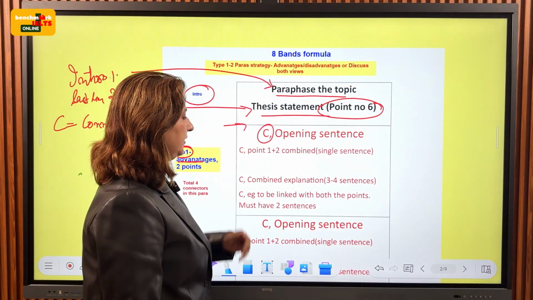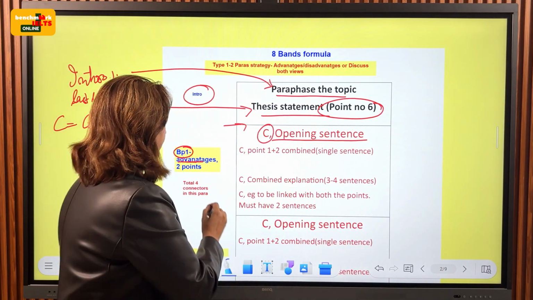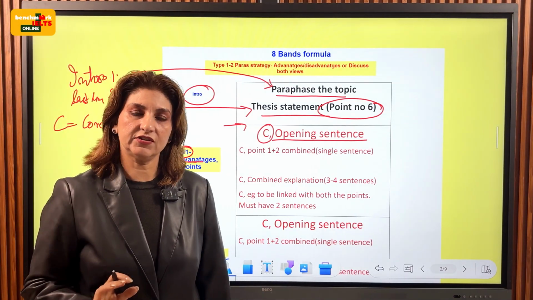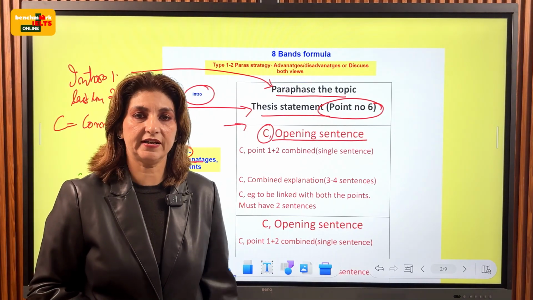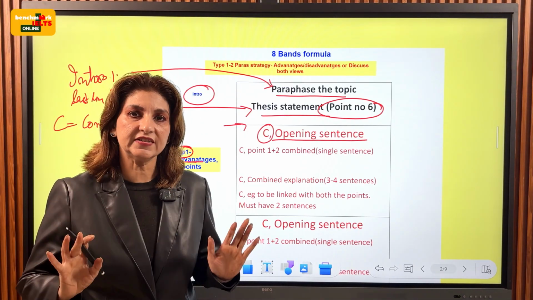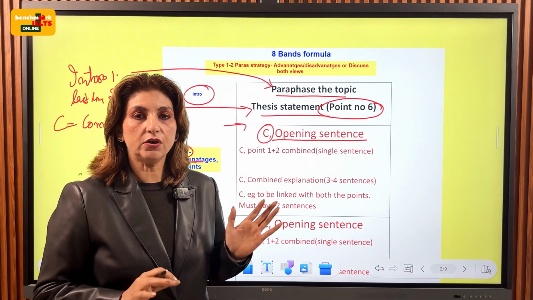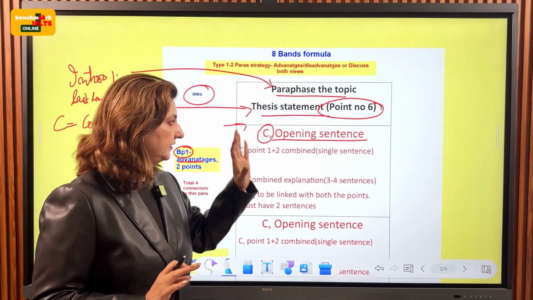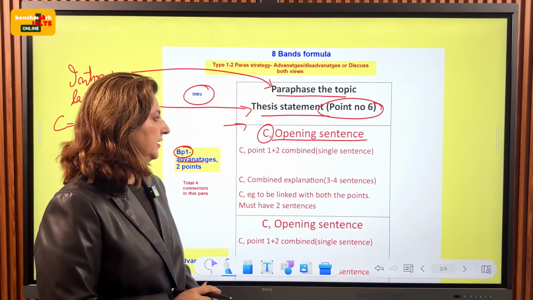Now you've written to begin with here. Now the first line of that paragraph, of the advantages paragraph, is called the opening sentence. Like in a cricket match, there is an opening batsman. Here we have something which is called an opening sentence. The opening sentence just tells the examiner what the paragraph is about. It is not going to give the details that the advantages of computers are this and this. It is just going to say that this paragraph is going to discuss the advantages of computers.